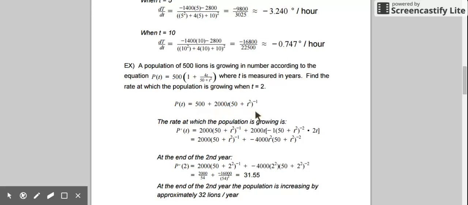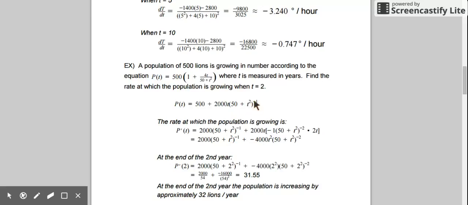So when I find the derivative of this function, the derivative of 500 is 0, so that just goes away. So I'm just focused on deriving these terms right here. So we got two functions being multiplied together. I'm going to derive that using the product rule. So when I find the derivative of the first function, it's 2000 times the original second function plus the original first function times the derivative of the second function.